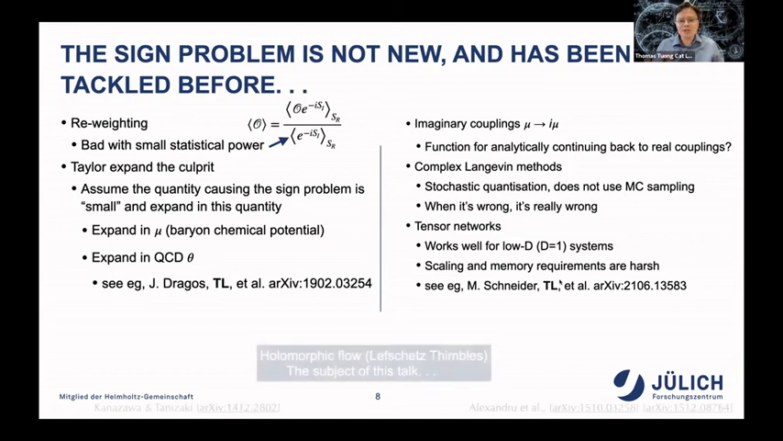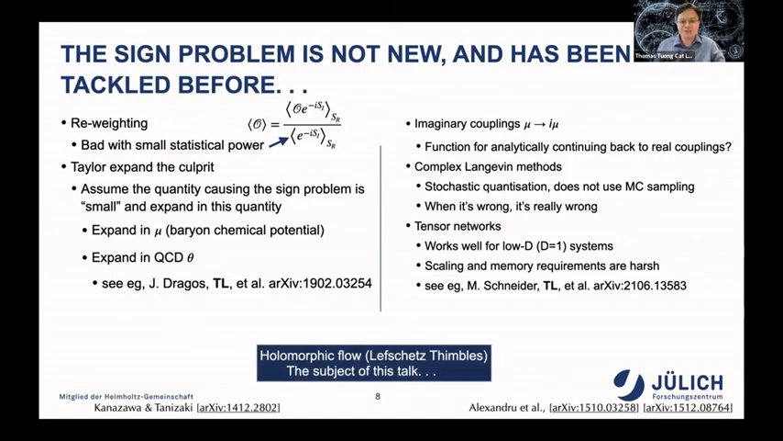The method we use instead is called Lefschetz thimbles. This has already been mentioned a couple of times in various contexts in previous talks. It's based off of holomorphic flow, very similar to what we heard from Will Detmold's talk yesterday. And that's the method we use here. I'm going to describe that in more detail in a moment.